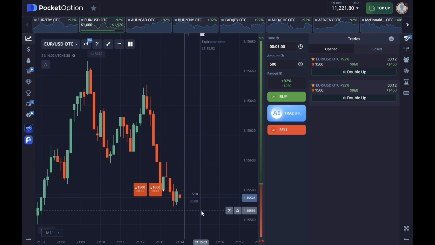Okay, so based on all these factors, I place my trade again for a down position.